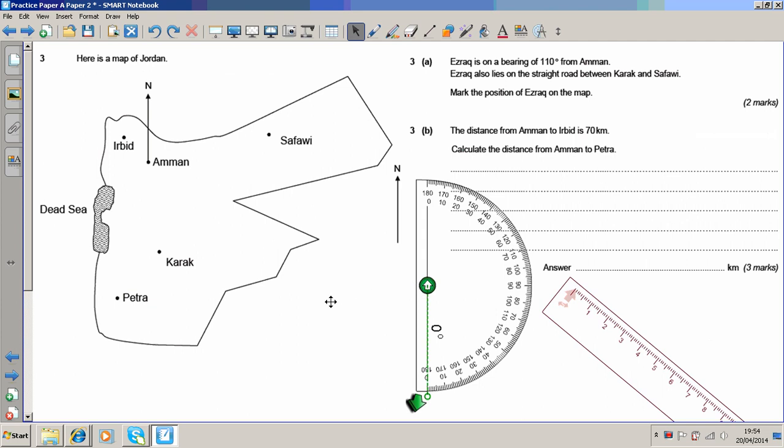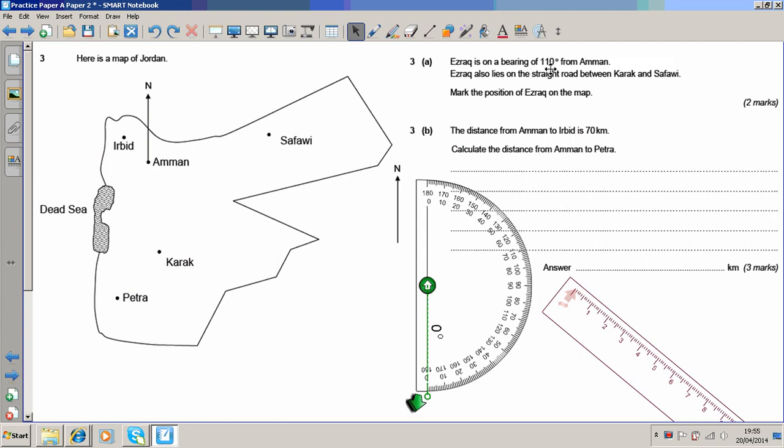Number 3, here is a map of Jordan. Dead Sea, and so on. Ezrak is on a bearing of 110 degrees from Amman. Ezrak also lies on a straight road between Karak and Safawi. Mark the position of Ezrak on the map.